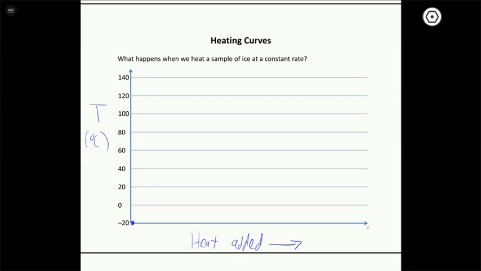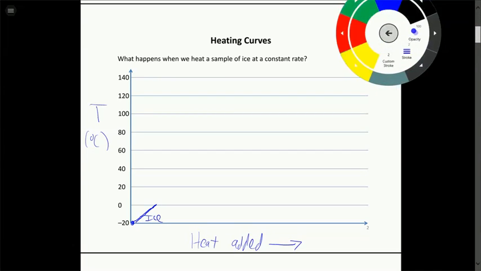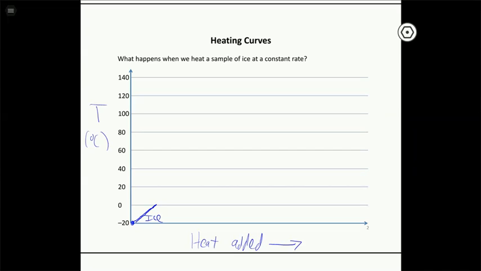Remember, as we add heat to something, the temperature increases, and that's going to happen until we get to the first phase change point, which is 0 Celsius. So this first part here, as we add heat, we're going to increase the temperature, and that's the ice part of our curve. But then once we get to 0 degrees Celsius, we know that we're at the melting point of water, and so that phase change is going to occur. And as the phase changes from ice to water, from solid to liquid, the temperature is going to remain constant.